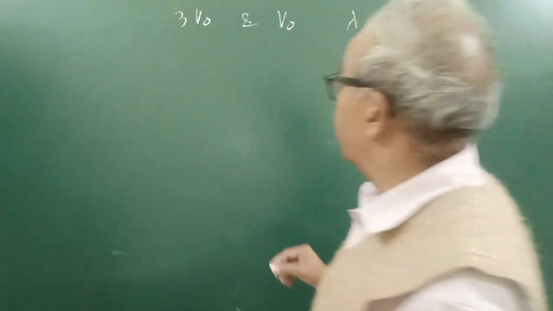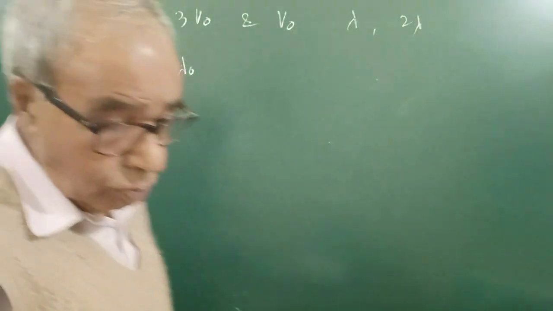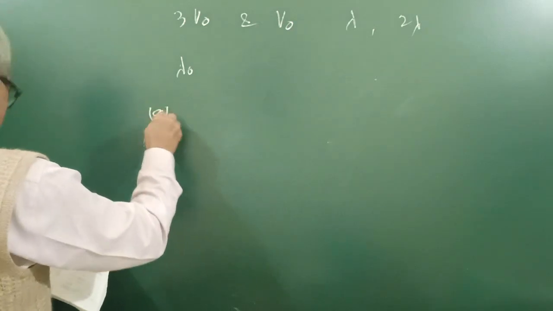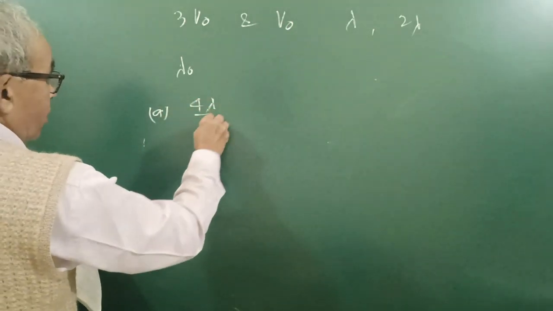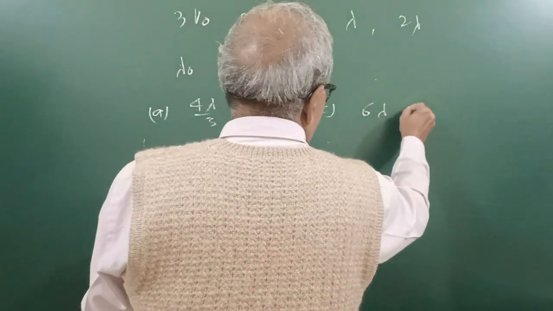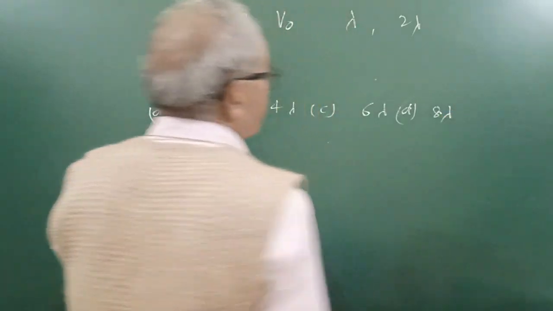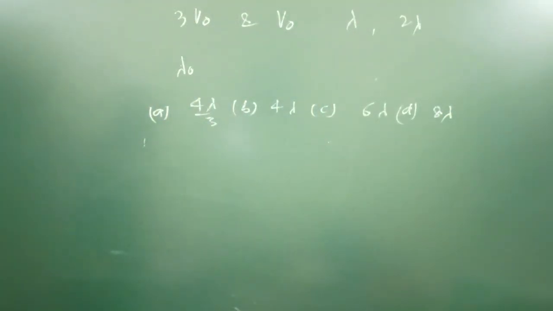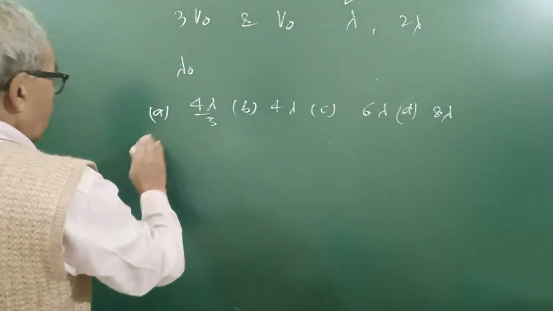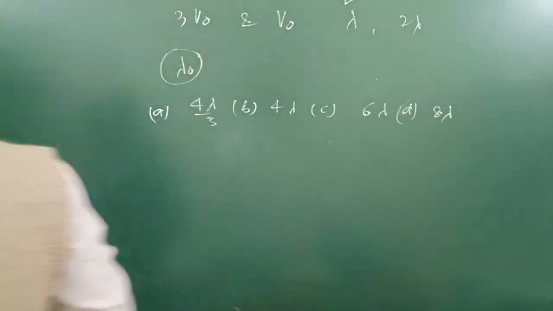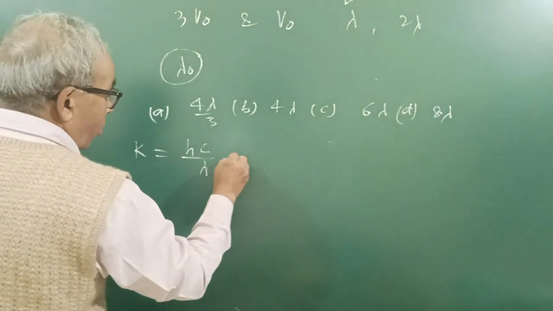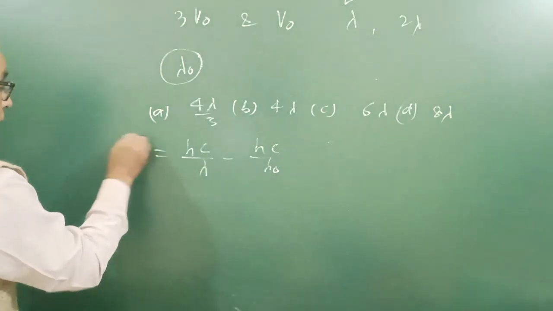So what will be the threshold wavelength, that is lambda 0? Options are given here. Option A is 4 lambda by 3. Option B is 4 lambda. Option C is 6 lambda. Option D is 8 lambda. The stopping potential for lambda is 3V0, and for 2 lambda it is V0. So what is the threshold wavelength? We know kinetic energy is equal to hc upon lambda minus hc upon lambda 0, and K is measured in eV.